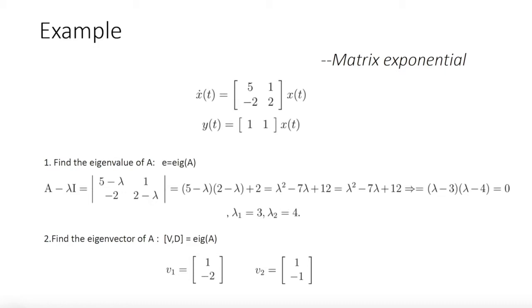If we have a matrix A, how can we compute e to the At? In this case, first of all, we start with the eigenvalues again: finding the eigenvalues of the A matrix and then finding the eigenvectors. Then we will go through the exponential of a matrix, which is e to the At, which can be calculated by MATLAB easily.